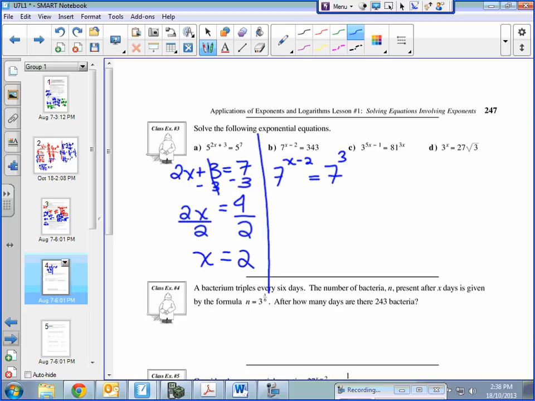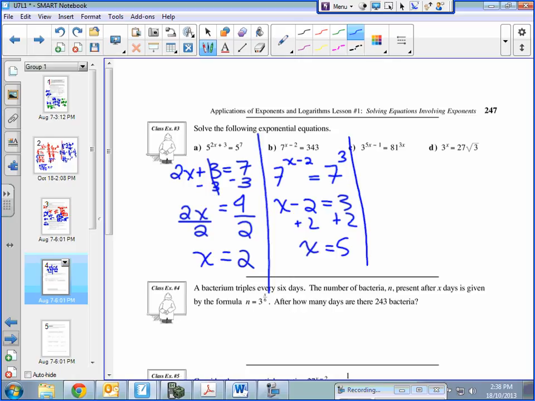Is everyone okay with that? Is everyone okay with this step? Do you see it? Okay. So now that I have the same base, what do I do? Then you just get rid of the 7, so you make the exponents equal. Set your exponents equal to each other. x minus 2 equals 3. How do I solve for x? Add 2. x equals 5.